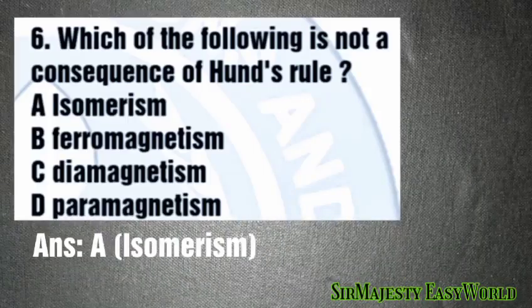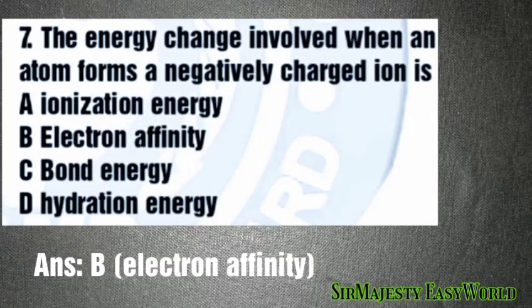Then number six says, which of the following is not a consequence of Hund's rule? The answer is A, isomerism. To get this information clear, see you in the comment box. Options B, C and D are all consequences of Hund's rule. Number seven is talking about B, that's electron affinity.